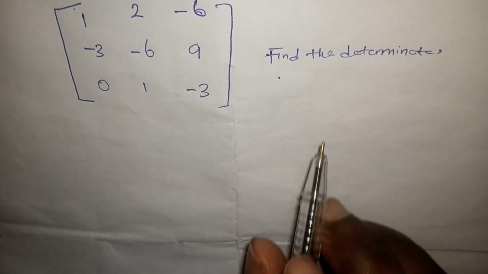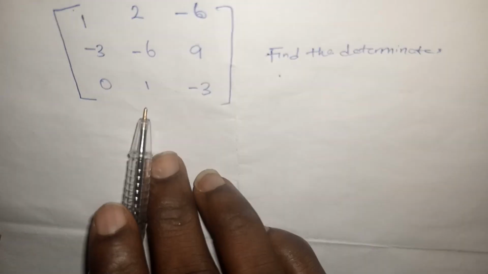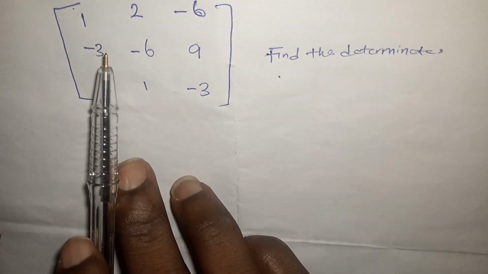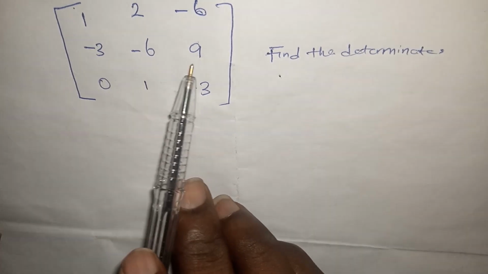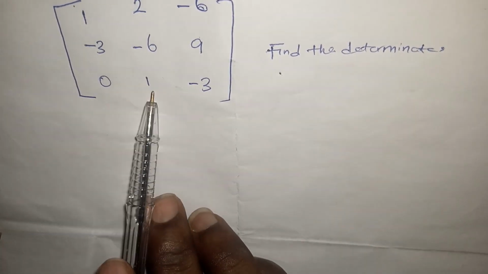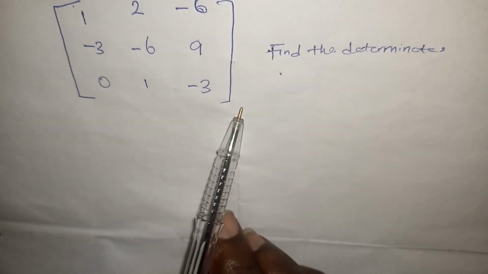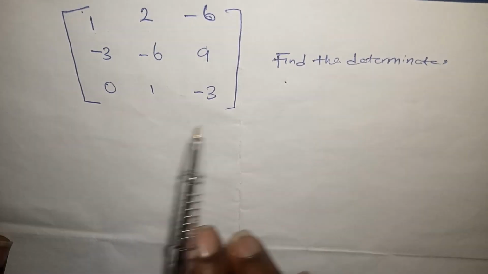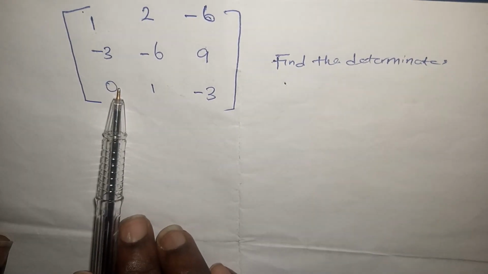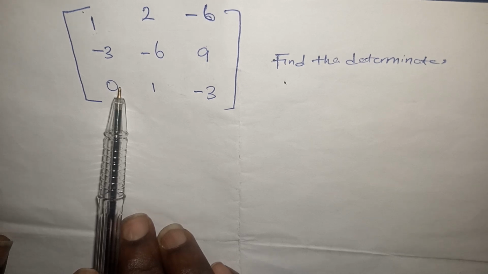Today we want to find the determinant of this matrix, which reads 1, 2, minus 6, minus 3, minus 6, 9, 0, 1, minus 3. So we want to look for the determinant of this 3 by 3 matrix, because looking at this row we're having 3 at the row, and looking at the column we are also having 3 at the column.